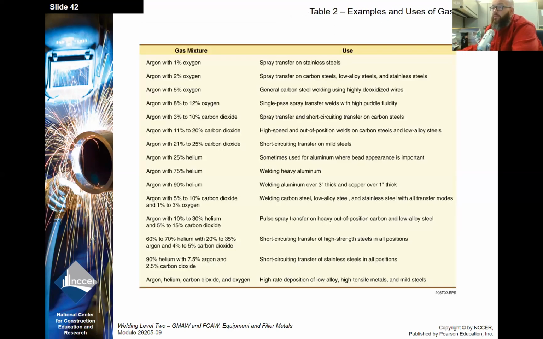Here's a list of different shielding gases and what they're used for. In our shop, we use an argon CO2 mix. It's a 75-25 argon CO2 mix. So short circuit transfer on mild steel, it's listed there. And we also do a 90-10 for spray transfer as well.